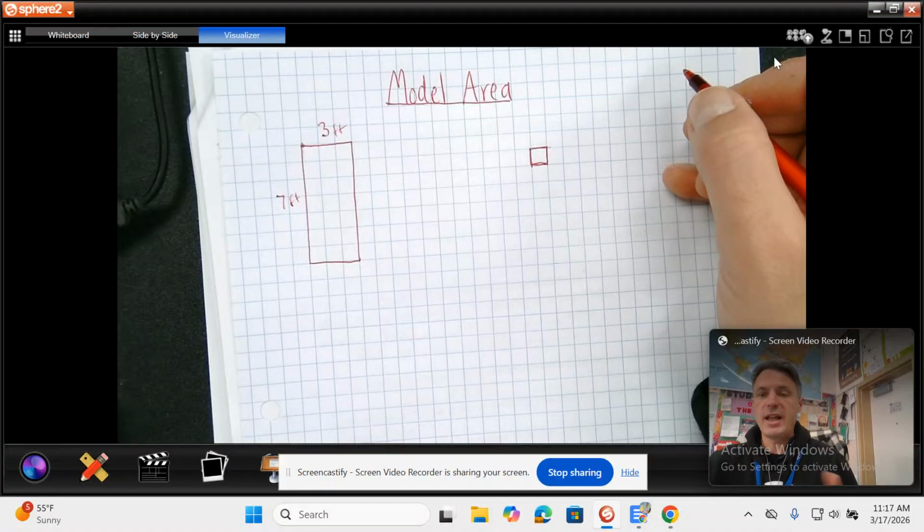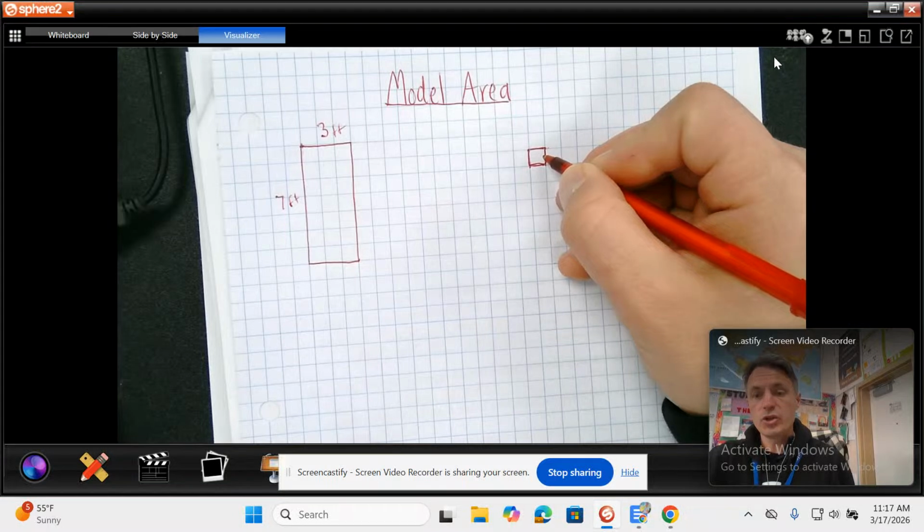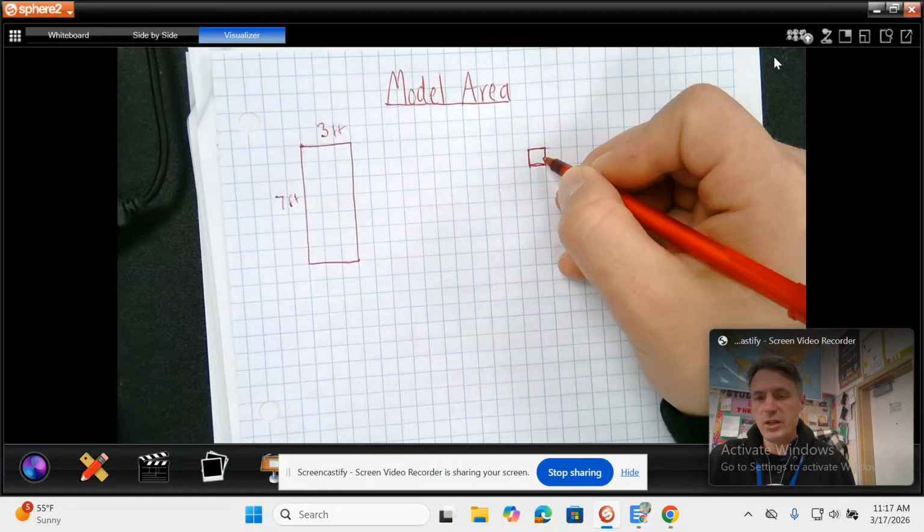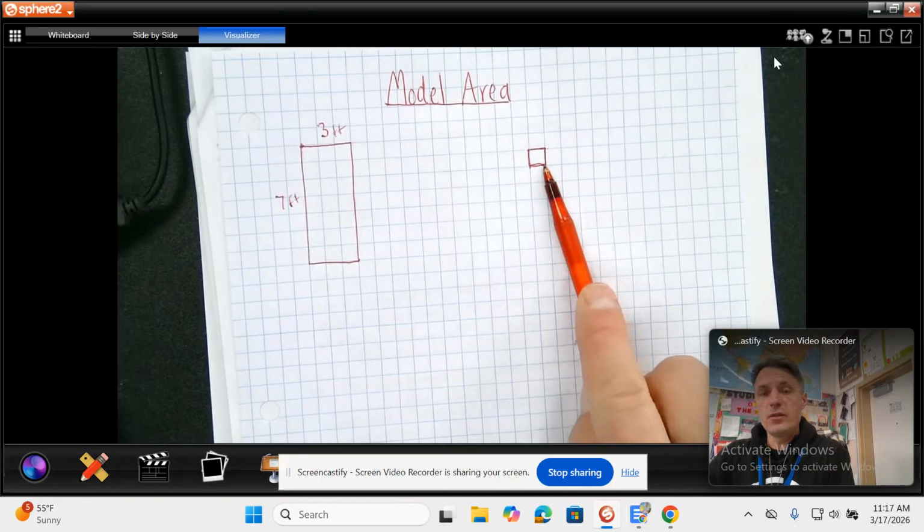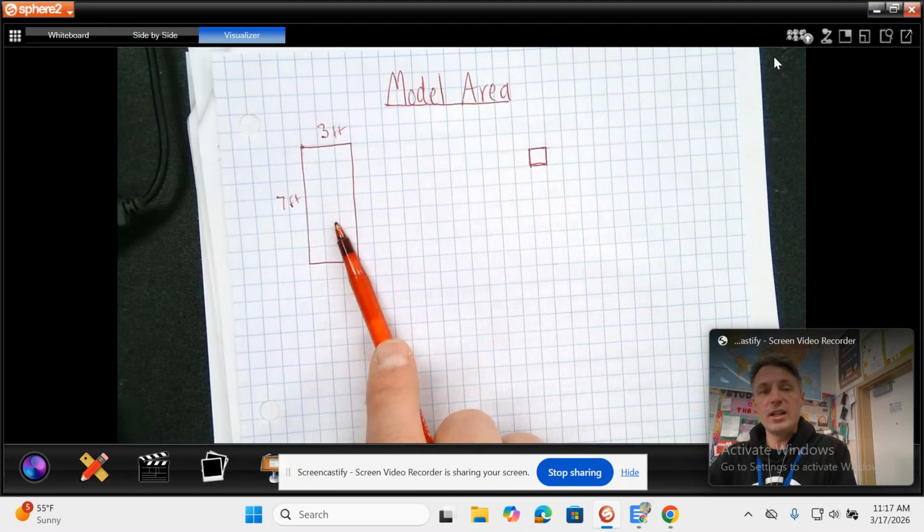Now, since it could apply to anything, inches, feet, yards, whatever, we call it a square unit. It's 1 square, and it's 1 square unit, because the unit could be anything. It could be inches, feet, yards, or miles, whatever. And we're measuring how many of those square units can fit inside of one of these.